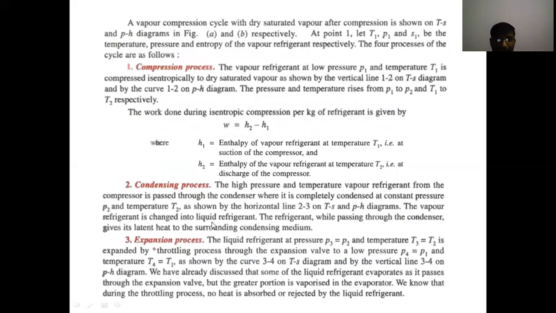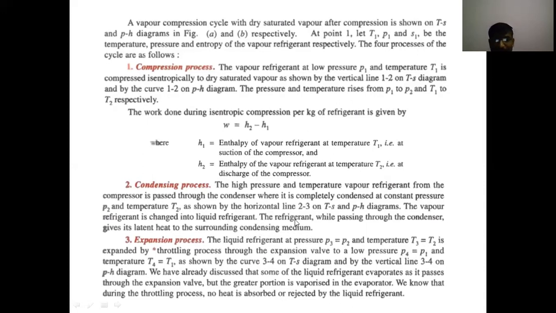The vapor refrigerant is changed into liquid refrigerant here. The refrigerant, while passing to the condenser, gives its latent heat to the surrounding condensing medium. This condensing medium is generally air or water. In a domestic refrigerator, the condensing medium is air.